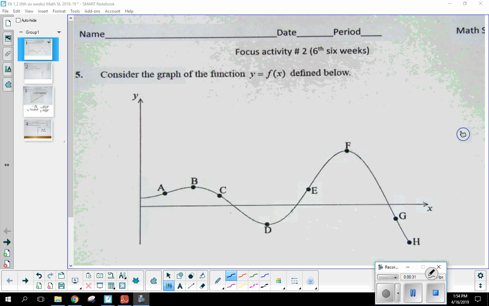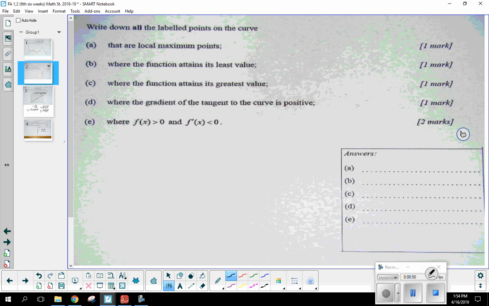Okay. So let's take a look at number 5 here. And this one is a problem coming off of that released exam from 2014 that I gave you. Okay, so it's number 5. It says, consider the graph of the function y equals f of x defined below. Okay, so this curve represents f, and I've got all these points on here. It looks like 8 of them. All right, so here's what it says. Write down all the labeled points on the curve that are local maximum points.